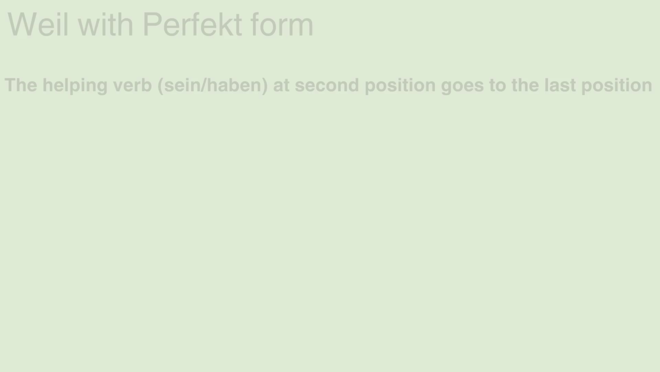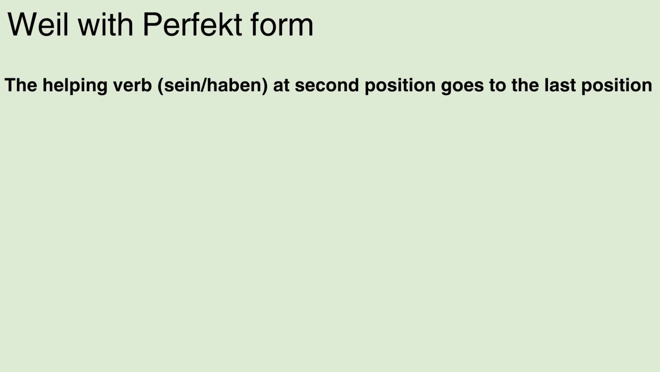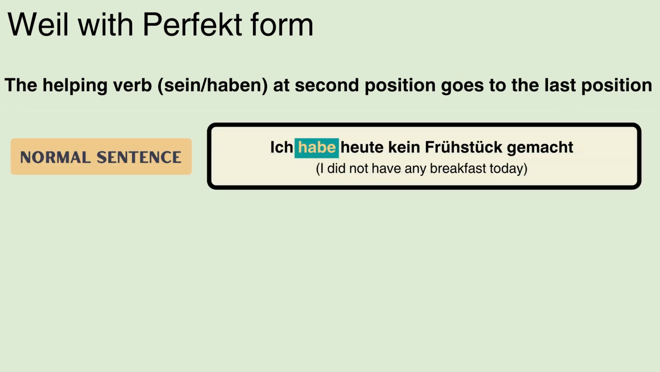Now let's take a look at an example of weil in a sentence which is in the perfect form. When we use weil in a sentence which is written in the perfect form, then in this case the helping verb, which is sein or haben, which comes at the second position, will go to the last position. So let's take an example. Ich habe heute kein Frühstück gemacht. I did not have any breakfast today. Let's rewrite this sentence with weil.